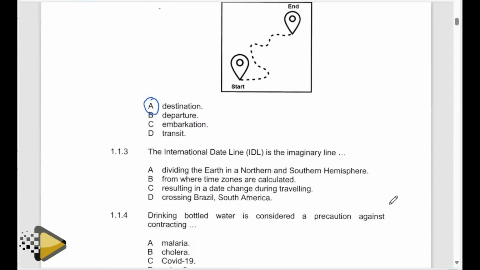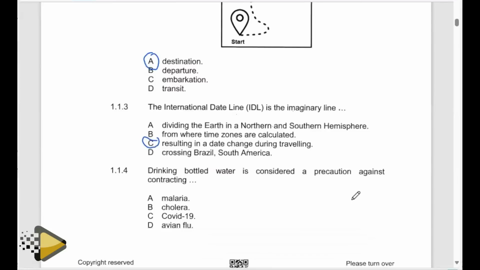Moving on to 1.1.3, the international dateline, abbreviated as IDL, is the imaginary line which results in a date change during traveling. So this is an imaginary line which results in a date change during traveling. That is the IDL. Then from there, we have 1.1.4.